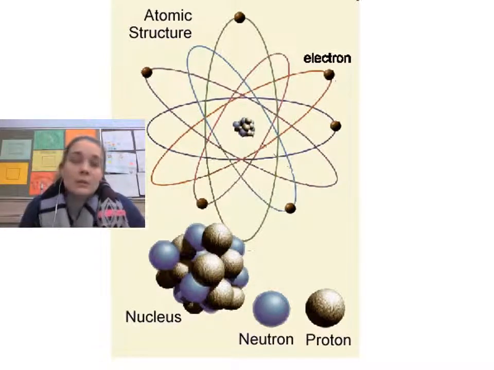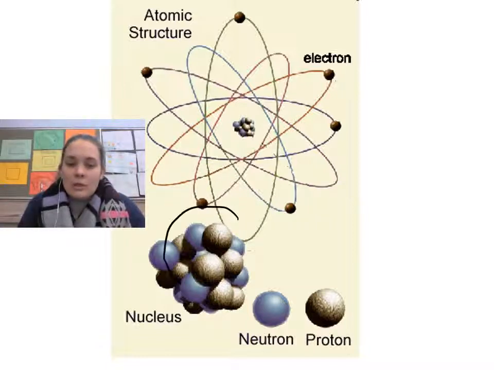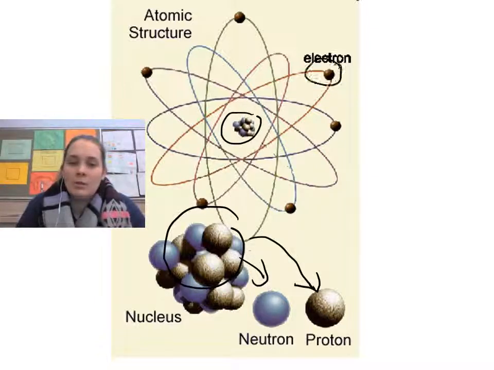So let's quickly recap with this picture. We have our nucleus in the middle. Let me just change my pen color. We have our nucleus in the middle with our neutrons and protons inside here. We have our electrons around the outside. Our electrons are negative, our protons are positive. That little plus sign where our T is.